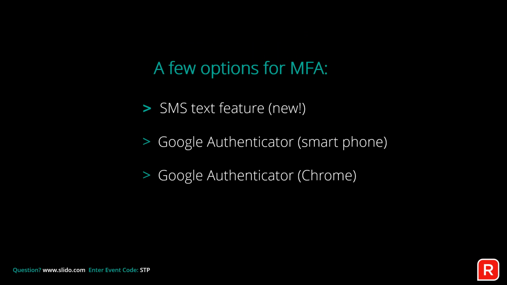So there are a couple of options by which you can carry out MFA. You can do it by normal SMS text, like you probably get from your banks and other stores. You could use a dedicated Google Authenticator for the smartphone, or you could get a Google Authenticator extension for your browser if you're still wanting to work off your desktop.